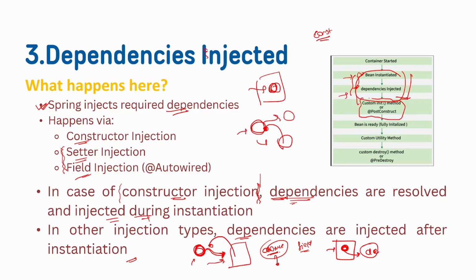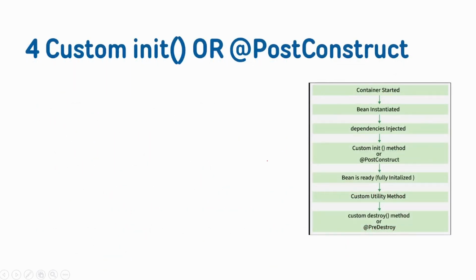Now after the bean instantiation, after the bean is created, the next phase is the custom init or post construct method. So this is the first phase, second phase, third phase. At this point, the bean is created and added to the Spring context. Now in the fourth phase, the custom init method or post construct method is called.